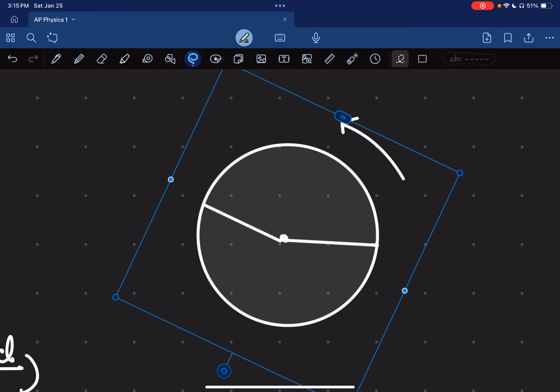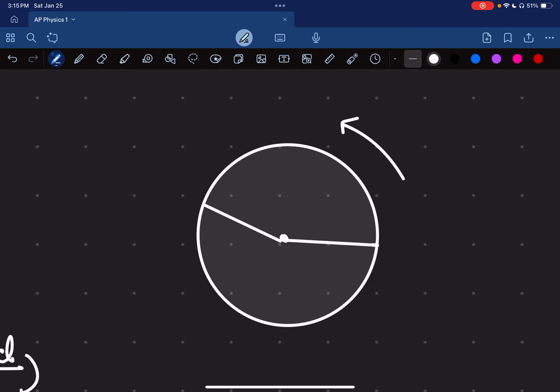Let me turn it so it's like this. And you might be familiar with degrees, like this would be 0 degrees. And over here, this is 180, maybe this is like 170 degrees. Okay, so degrees is one way we use to measure angle, but we don't do that with rotational kinematics. We use radians, and so let's just get familiar with radians.